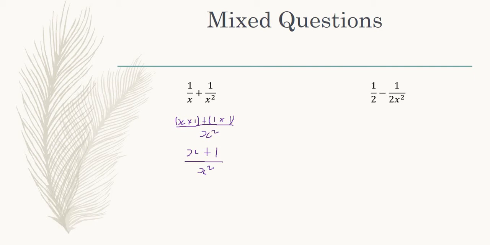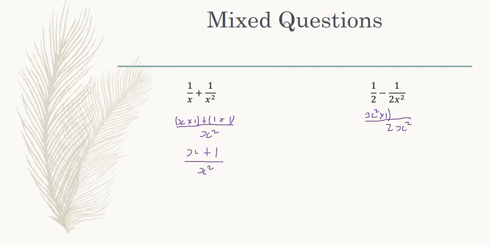And we're finished. For the next one, we're given a half minus 1 over 2x squared. So again, we find a common denominator. Common denominator of 2 and 2x squared would be 2x squared. 2x squared divided by 2, that's going to give us x squared. We're going to take the x squared to multiply our numerator of 1.